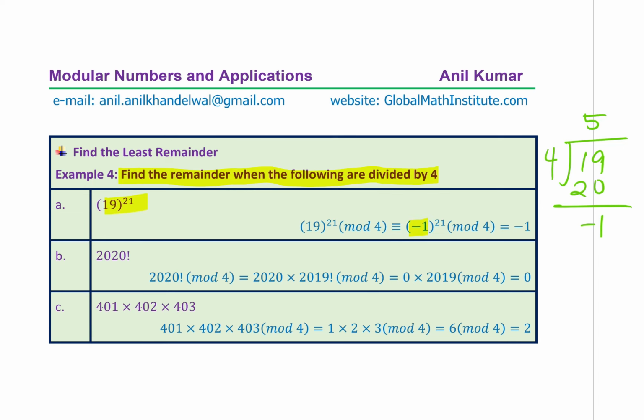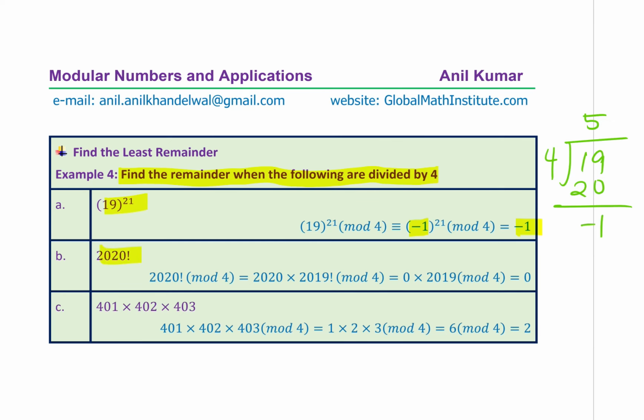Now, since we have an odd power 21, odd power means we'll have a negative answer. So, negative 1 is the solution. Do you get the idea? Perfect. Next number here is 2020 factorial.